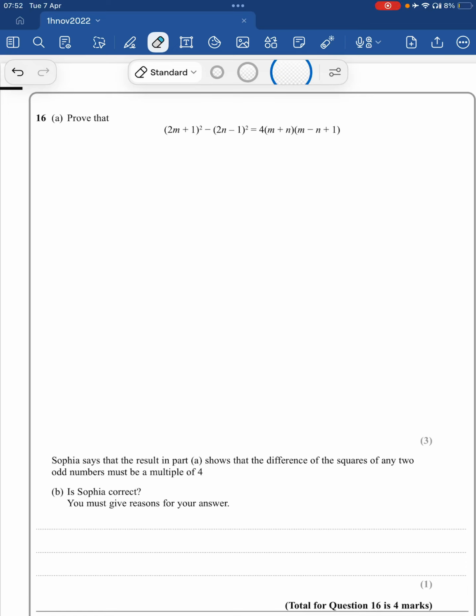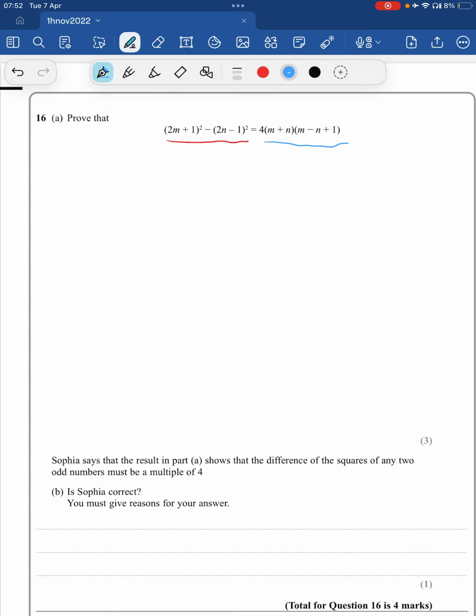Question 16, I'm being asked to prove that two sides of an expression are equal. To do this, I'm actually going to split it into two parts. I'm going to work with this, and then I'm going to work with the other side as well. If I can turn them into an equal thing, I know they must be equal. So, how can I do this?